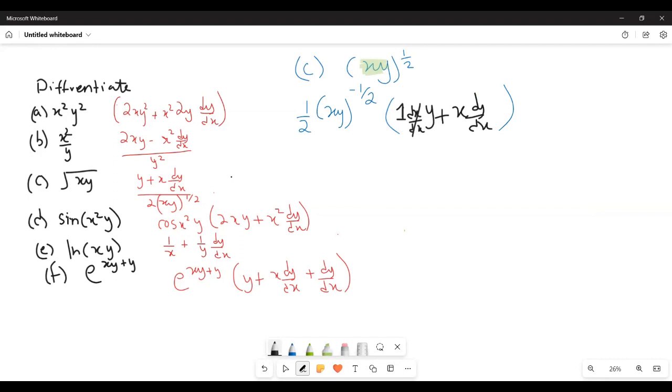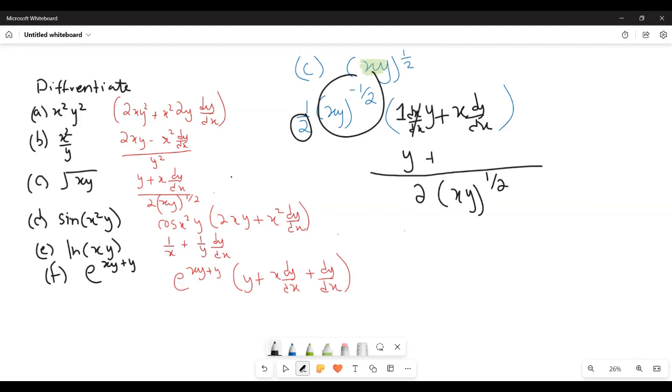So now, there's a 2 in the denominator from here. Also, I'm going to send the negative index down. So it's going to be xy power half. And the numerator is just y plus x dy over dx.